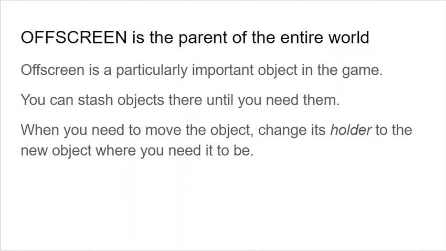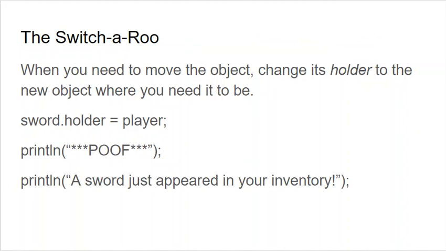Now let's look at an example of using off-screen as a place to stash things that we're going to need later. As I said before, you can set something's parent to be off-screen, and now it's removed from the visible world. And to pop it into the world, you just change its holder property to be the place where you want it to be. So I call this the Switch-a-Roo. So let's talk about the Switch-a-Roo.